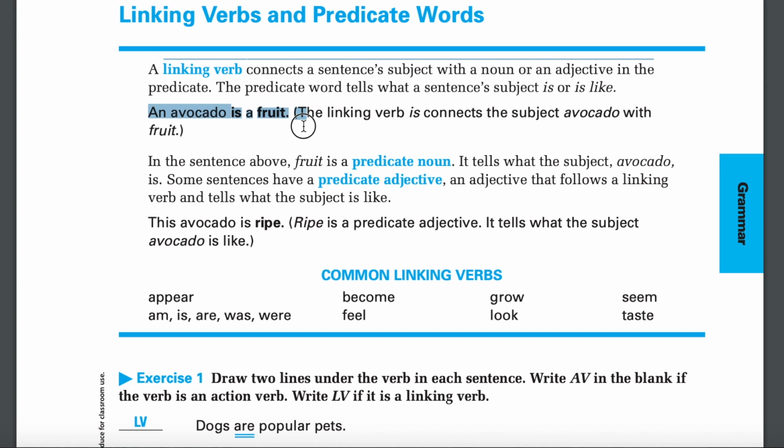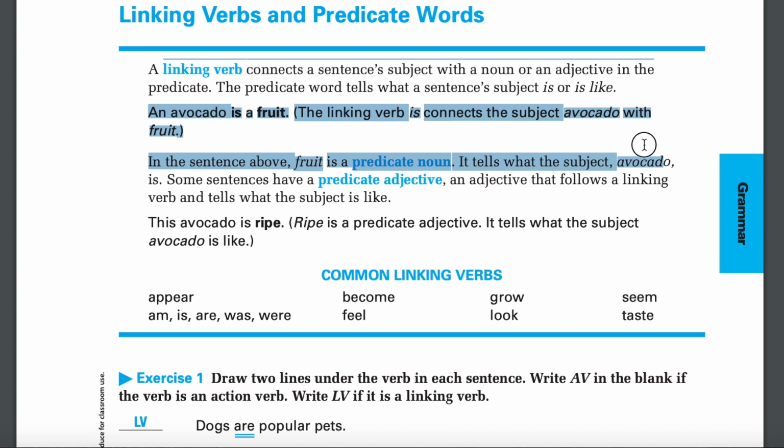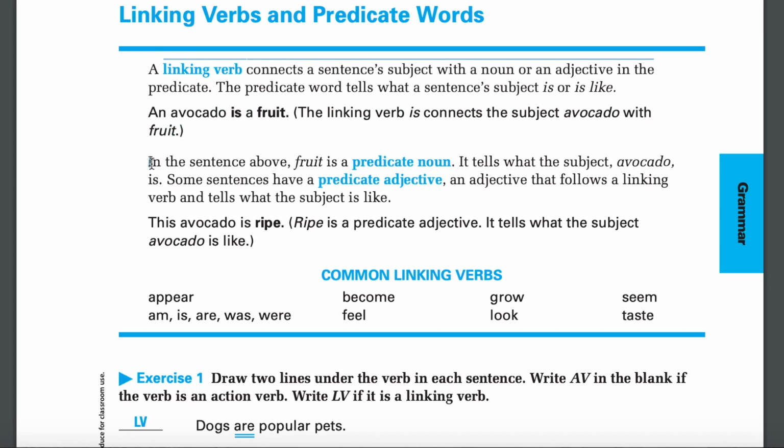An avocado is a fruit. Okay, there's an example. The linking verb is connects the subject avocado with fruit, okay? So in this case, avocado will be the subject, is a fruit is the predicate, okay? So you have your subject here and your predicate here. In the sentence right here, fruit is a predicate noun, okay? Because fruit is a thing. It tells what the subject, avocado, is.